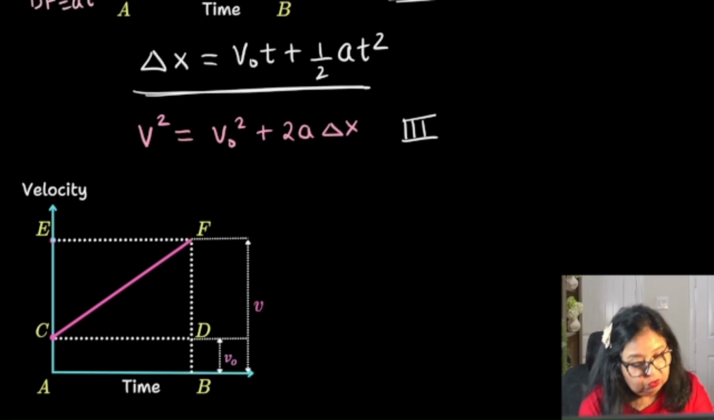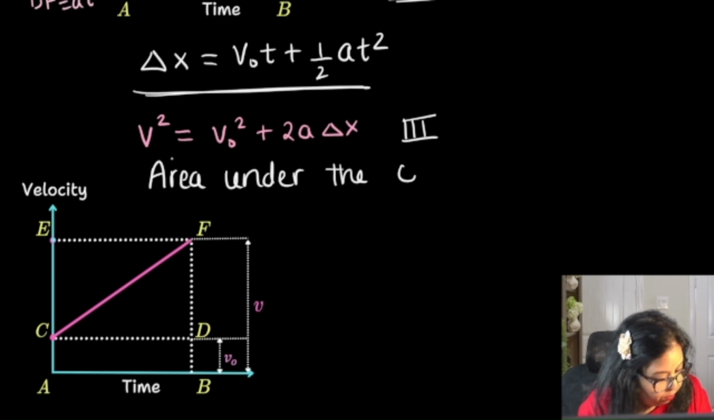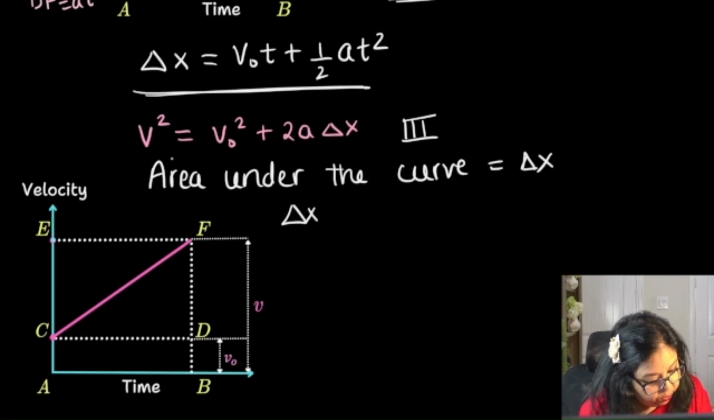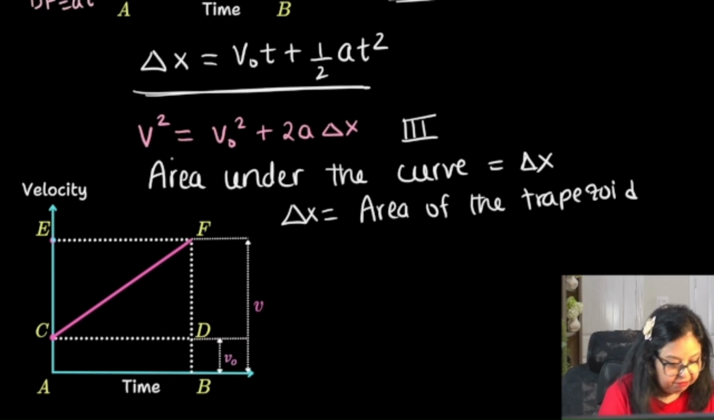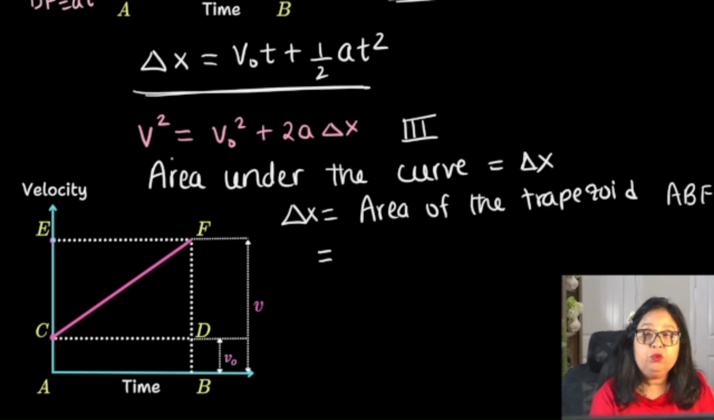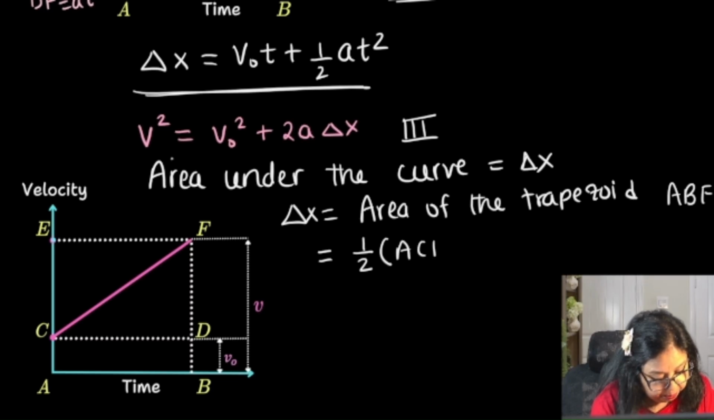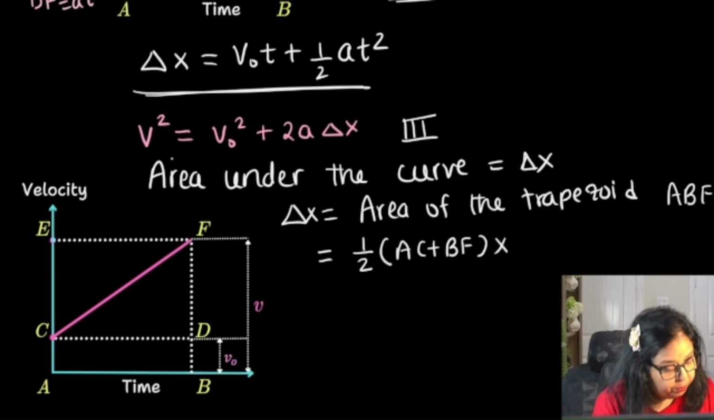It's a trapezoid. So area under the curve equals what? That equals delta x. And area under the curve is going to be what? That's going to be area of the trapezoid. What kind of trapezoid is it? ABFC. Now the formula for the area of the trapezoid is 1/2 times the sum of the two parallel bases, which are going to be AC plus BF, times the perpendicular distance between the two parallel bases, which is AB.